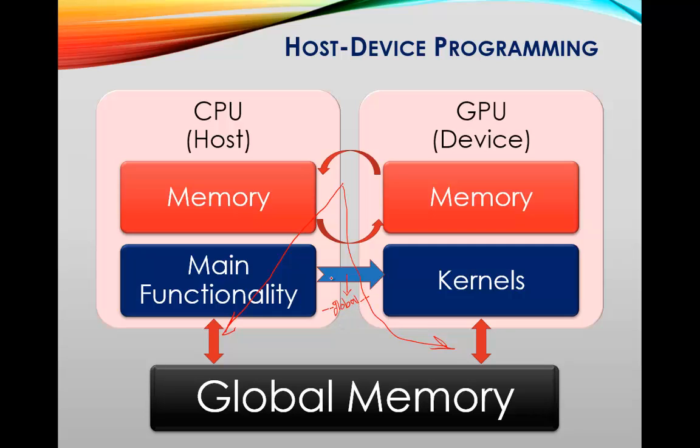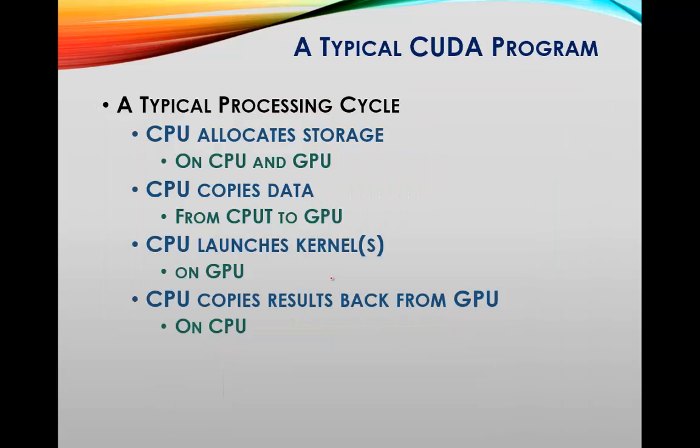And any function with the keyword __global__ is essentially a function that will be outsourced and given to the device to run. So a typical processing cycle in a CUDA program works like this. You have your CPU or host allocate all the storage and data units that are required. That will occur both on the CPU and the GPU.